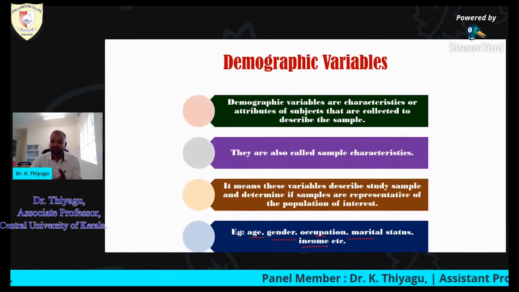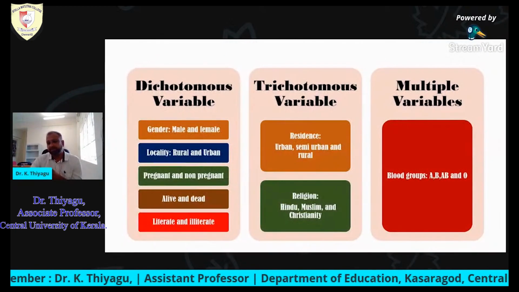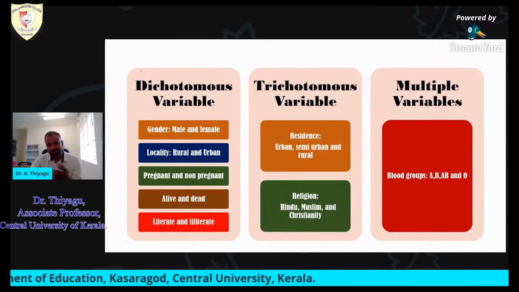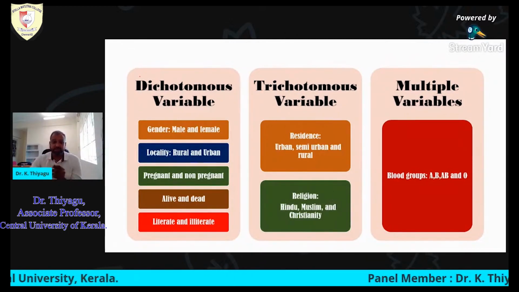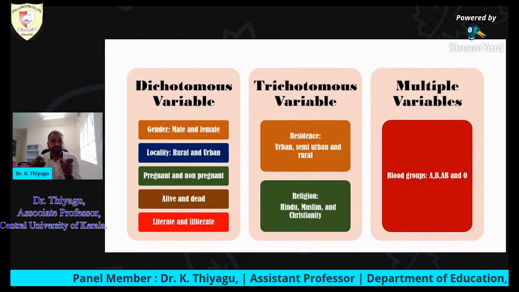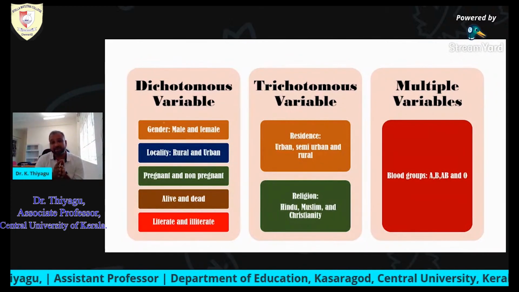Normally the demographic variable may lie on the nominal data. Even the variables taken as demographic variables, we may keep in different terms like dichotomous, binary, trichotomous, or multiple variable. What is dichotomous? If you are able to categorize the types of the variable into only two classifications, then we call it a dichotomous.